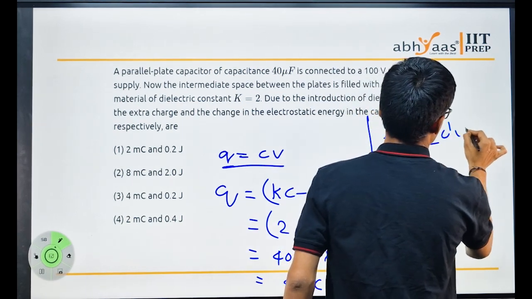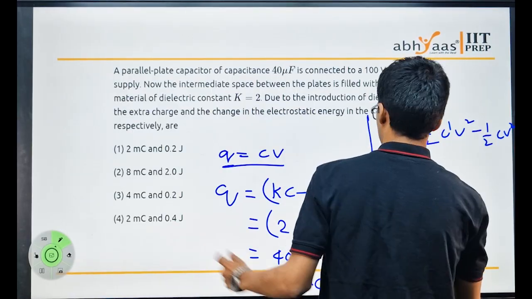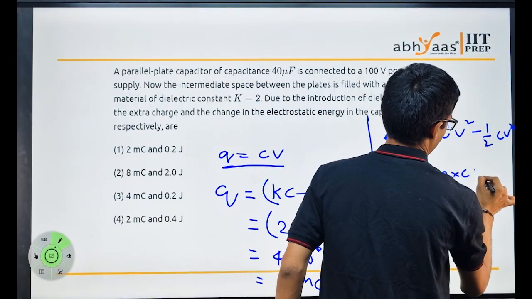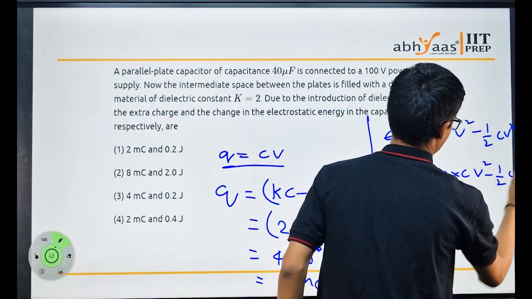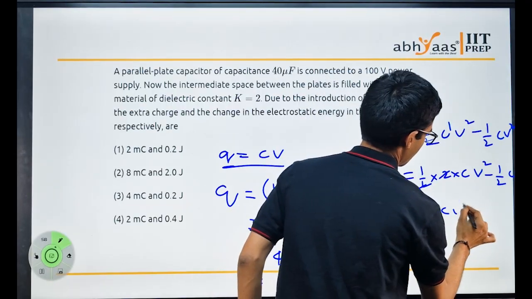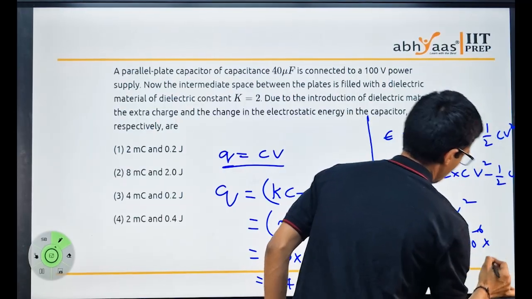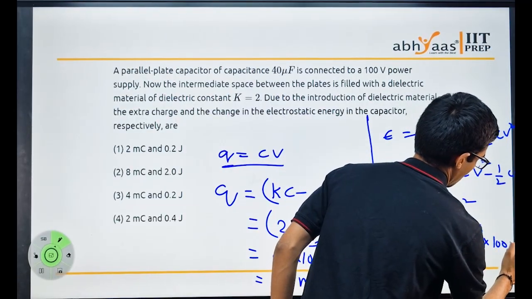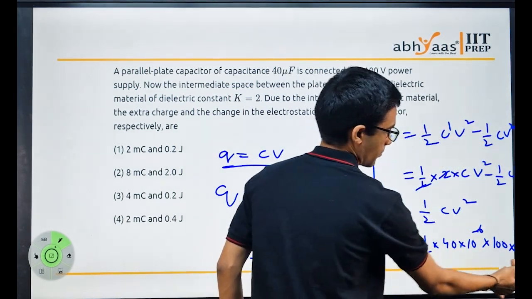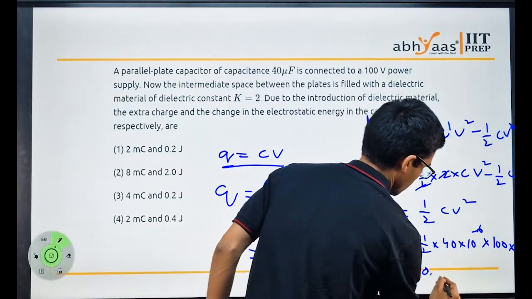Similarly, next one is the change in electrostatic energy, half C dash V square minus half CV square. What is C dash? C dash is Kc. That is half 2C V square minus half CV square. So if you see, this is half CV square, directly half into 40 into 10 power of minus 6 into 100 square. That means 1 into 10 power of 4, 10 power of 5, that means 0.4 by 2 is 0.2 directly.